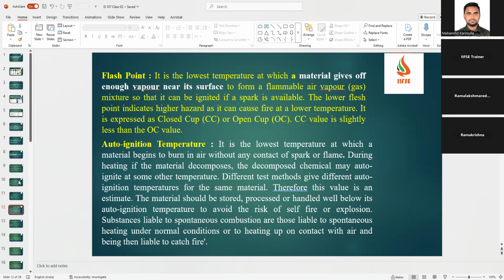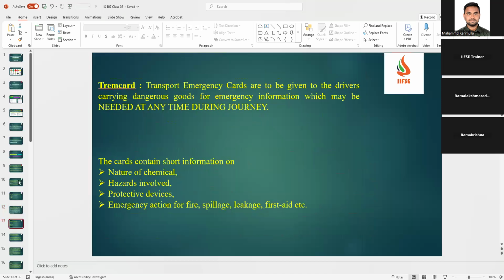Here we can take an example of sodium. Sodium we handle under immersion conditions, oil immersed conditions, that is, we store it by keeping it in oil. It reacts highly with water and moisture. As soon as it comes into the atmosphere, it reacts and explodes like a bomb. So you should take utmost care with such chemicals if you are handling them in your premises.